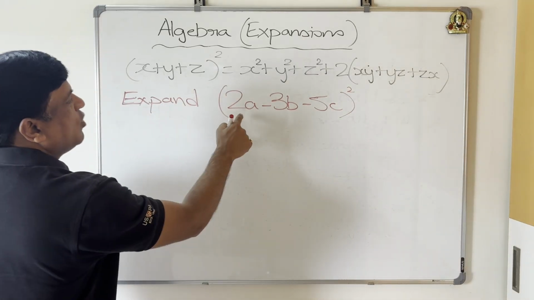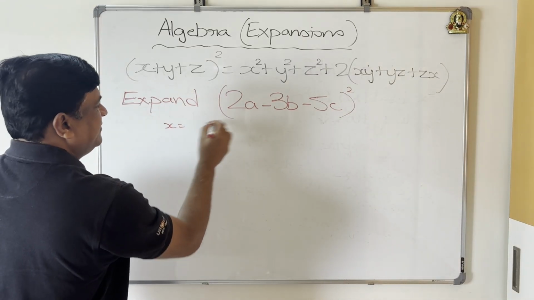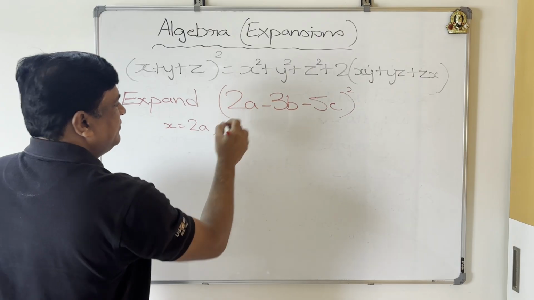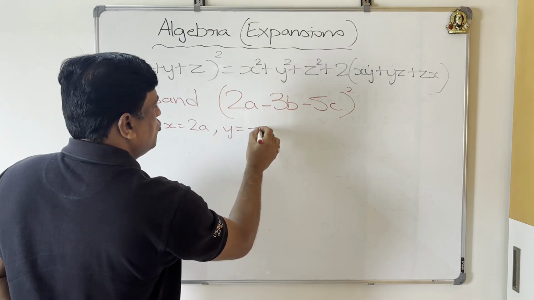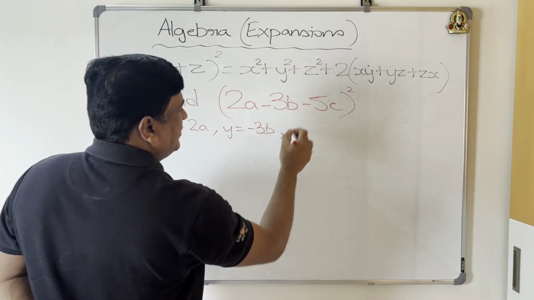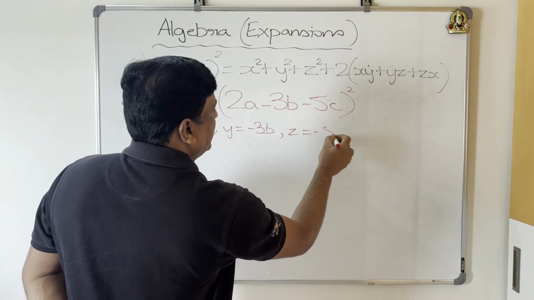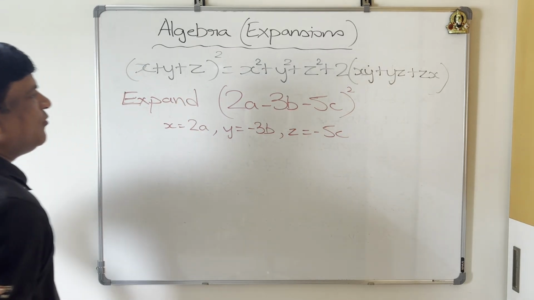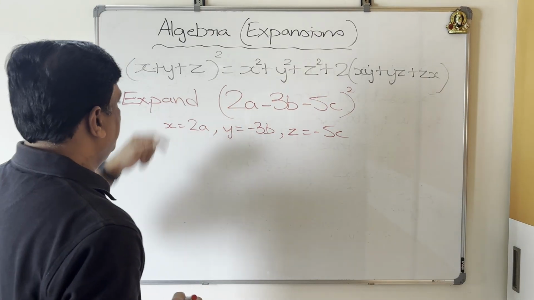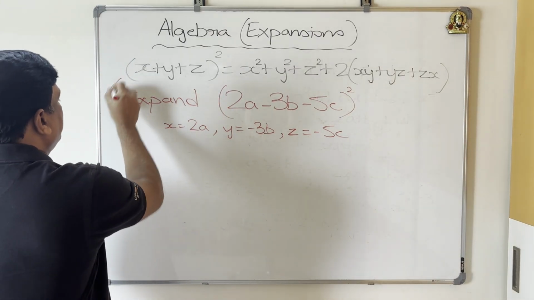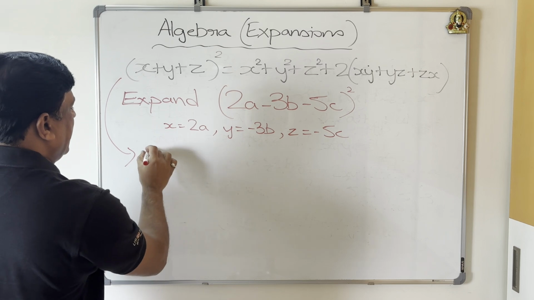See, look at here. What is x? x is equal to 2a. What is y? y is equal to minus 3b. And what is z? z is equal to minus 5c. I'm going to use this formula, replace the values and get the answer. So you know that, if you take this one over here, I'll put it like this.